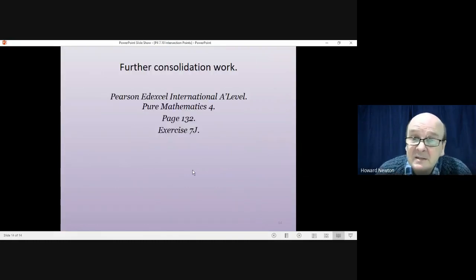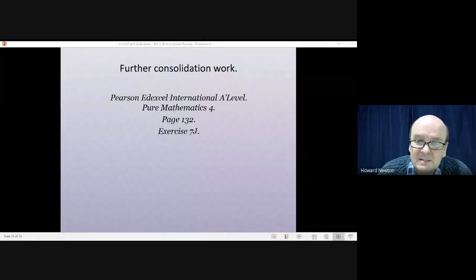Okay, that gets us to the end of this lesson. If you've got the textbook, turn to page 132 and have a go at exercise 7J.